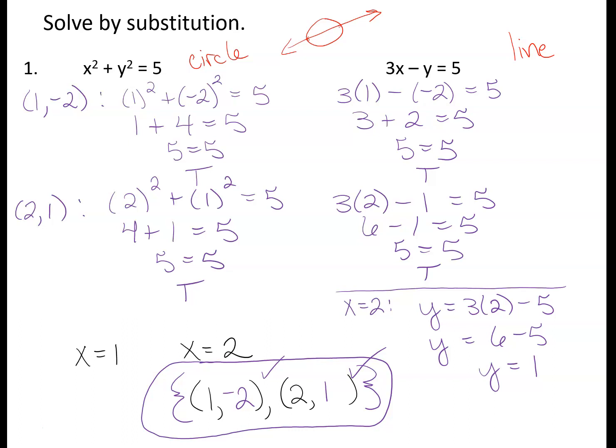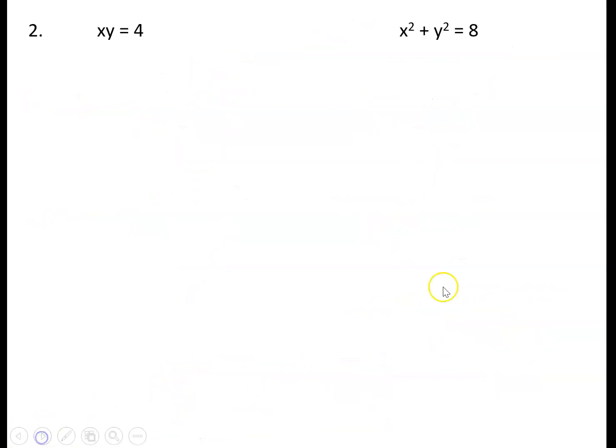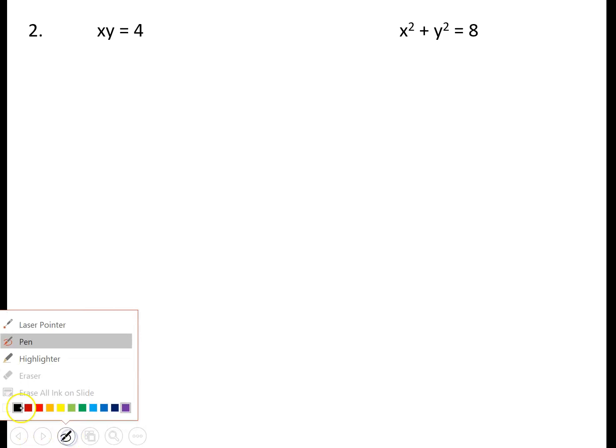Okay, so let's try another example. Still solving by substitution. So we have to start by picking which variable we are going to isolate. So I've got xy over here. I've got x squared and y squared. We do not want to try to isolate one that's squared, as we saw on example 1. So that leaves me with either this x or y in the first equation.